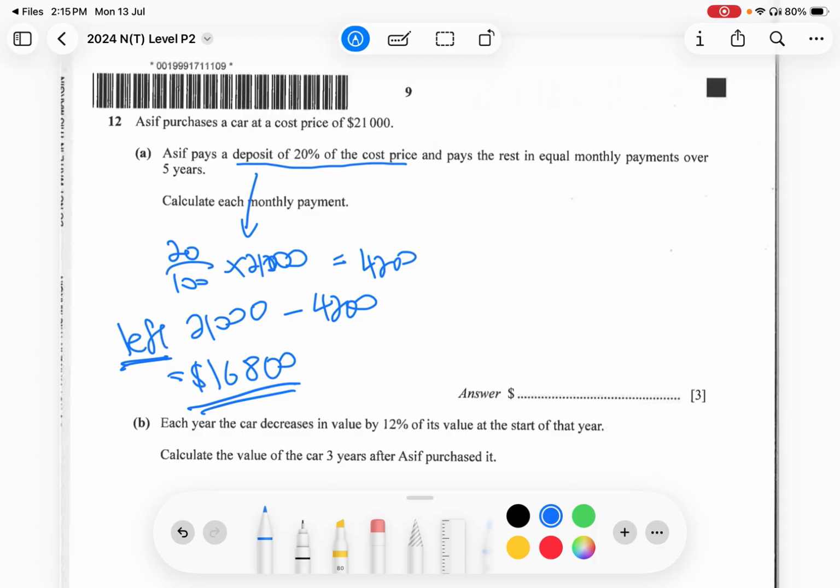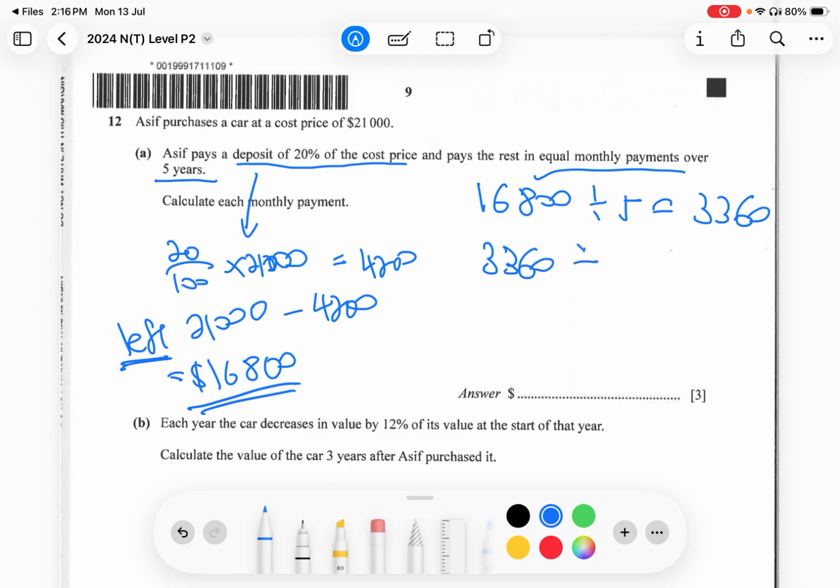Then he pays the rest in equal monthly payments over 5 years. So calculate the monthly payment. 16,800 divided by 5 years first. Each year he pays 3,360. Then divide by 12 months.